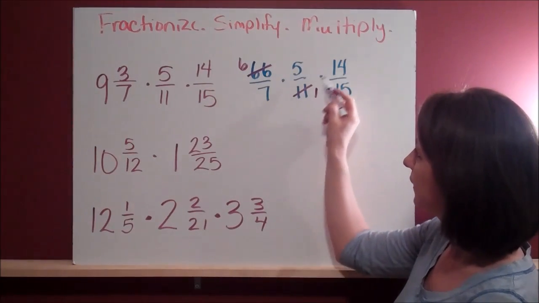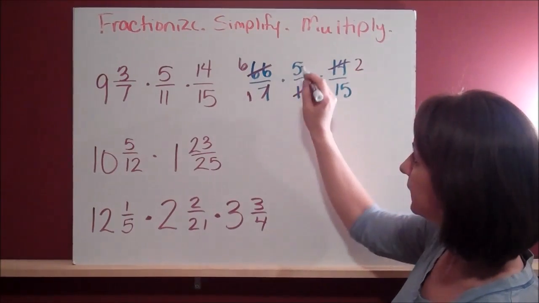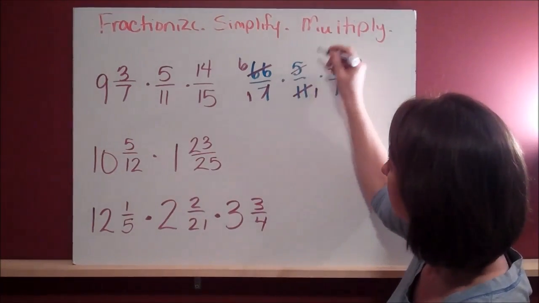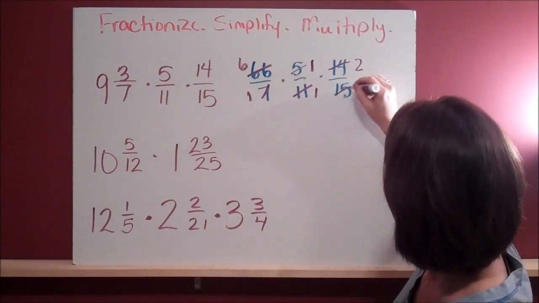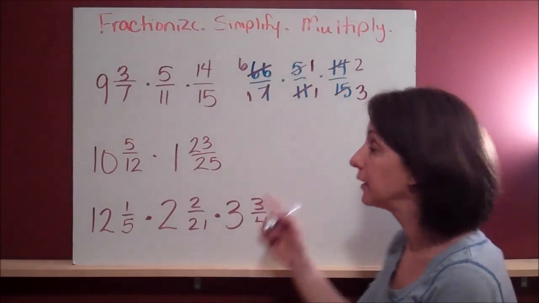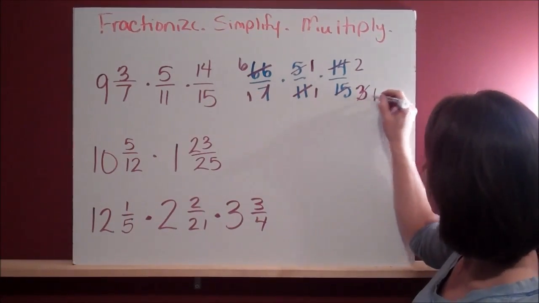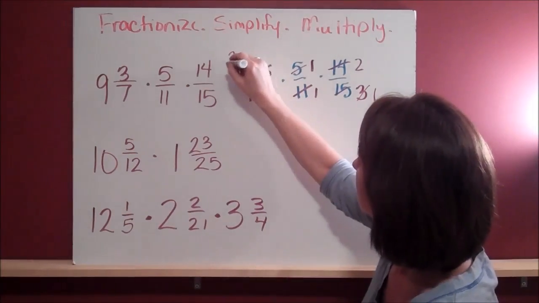And then I see 7 and 14. Well, this could be a 1 and this could be a 2. And then I see 5 and 15. And so I have 1 and 3. And then if I wanted to, I could see here's a 3 and here's a 6. So this is a 1 and this is a 2.